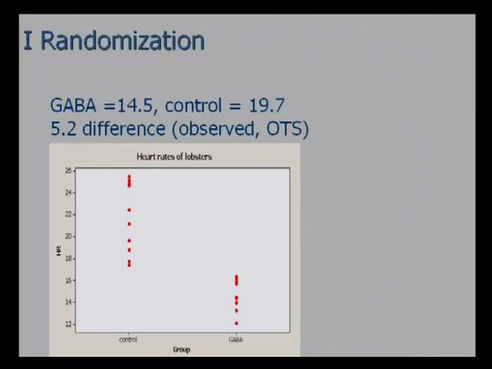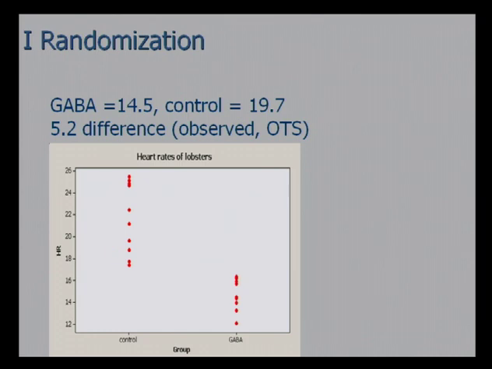The graph here is showing you that on average, if you average the control group, the average heart rate was higher than the average heart rate for the GABA group. But you should know by now, you don't just jump to the conclusion that, yep, GABA decreases heart rate, because we know that you might end up with a small difference just by chance.